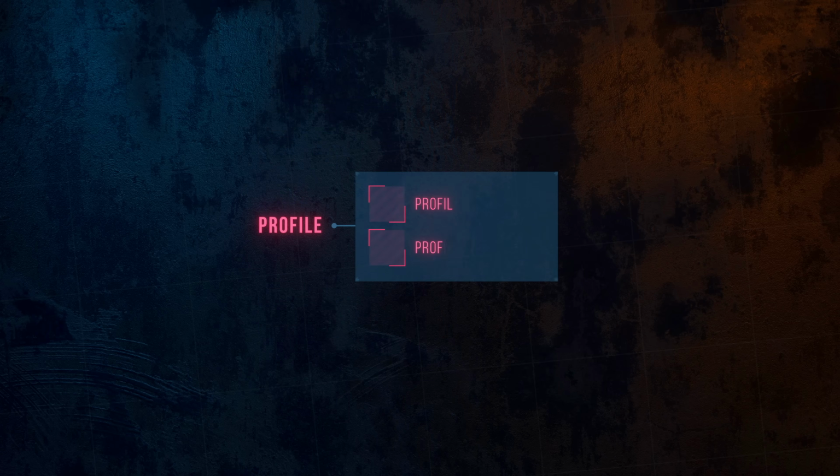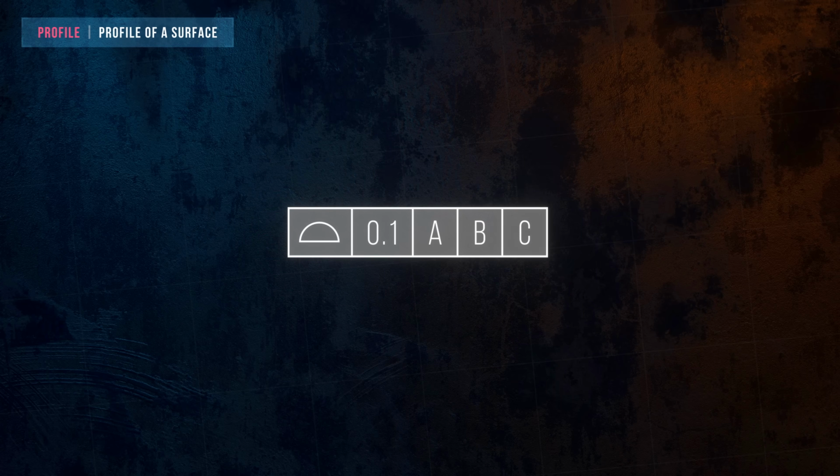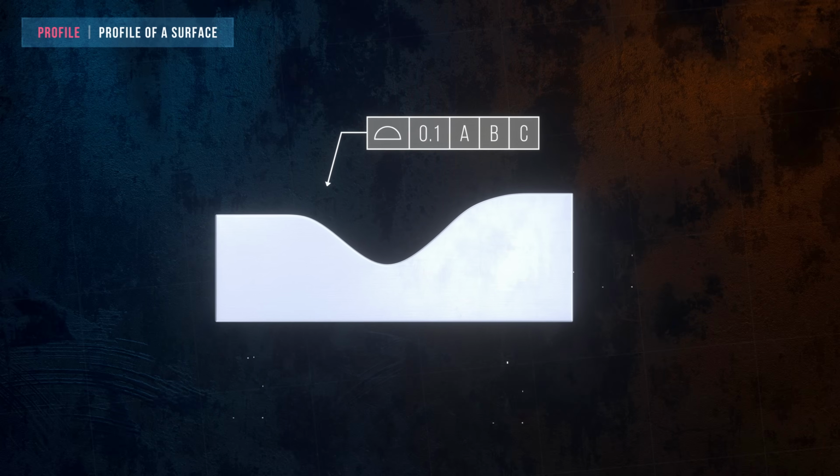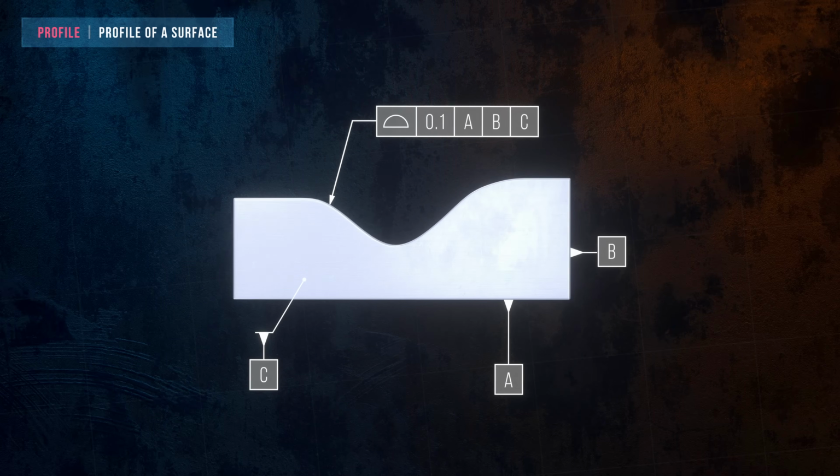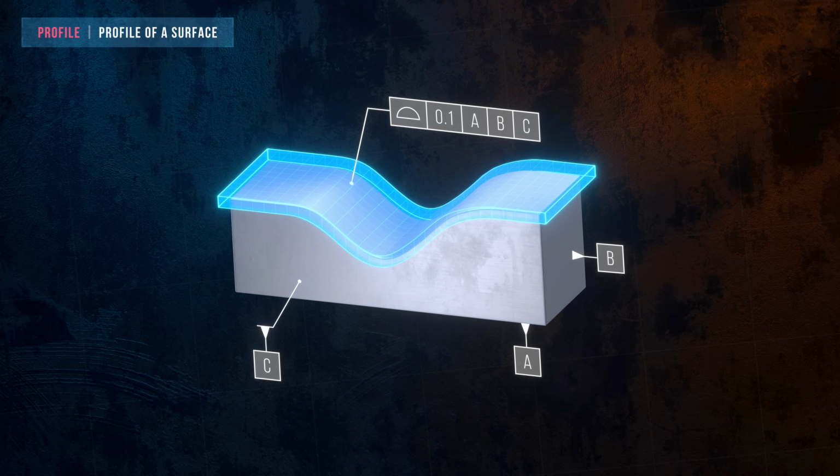Profile tolerances are very versatile and can be used to control the form, orientation, and location of features all at the same time. The profile of a surface tolerance creates a tolerance zone that follows the shape of the toleranced feature, with a width equal to the specified tolerance.